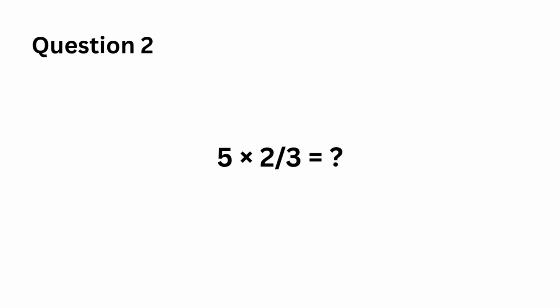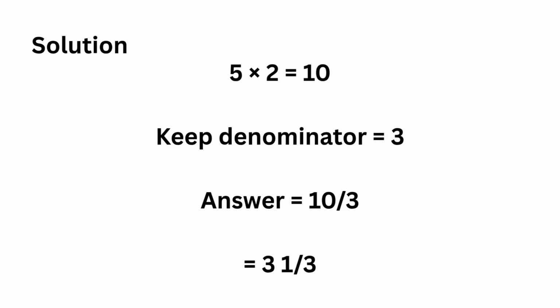So our question 2 for today is 5 times 2 over 3. We use the same method as our previous example. We multiply the whole number by the numerator and then we keep the denominator. So 5 times 2 gives us 10 over the denominator. Our answer is 10 over 3. We further simplify it and then we have 3 whole number 1 over 3, because 3 goes into 10 3 times, remainder 1, that's 1 over 3.